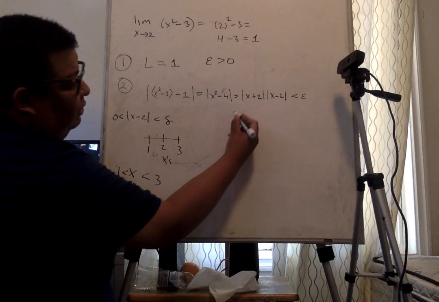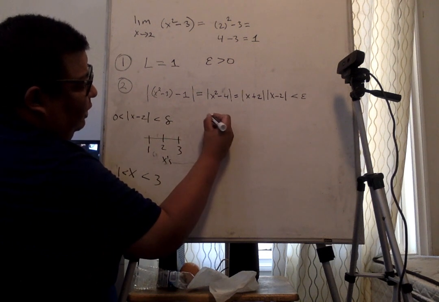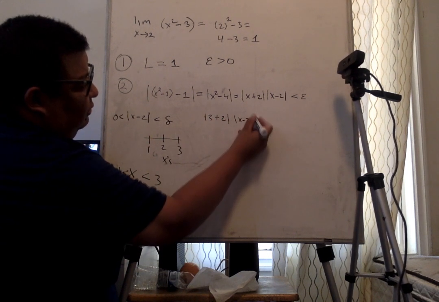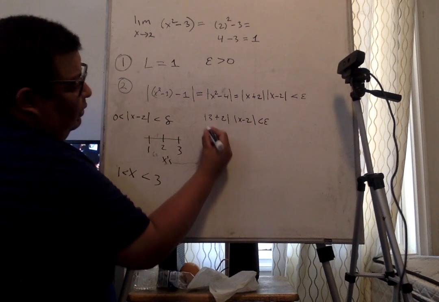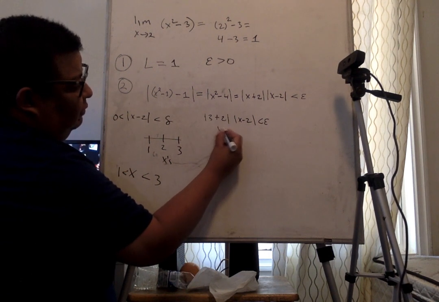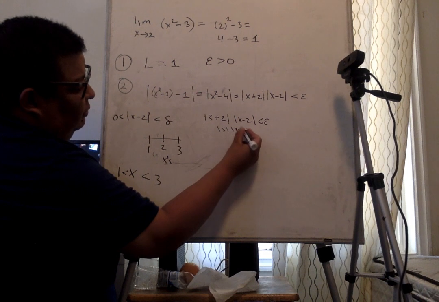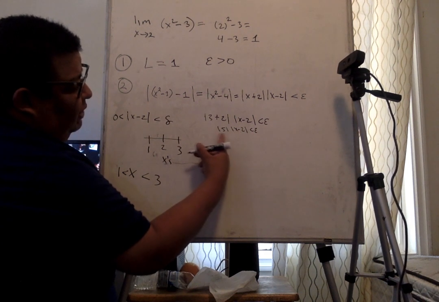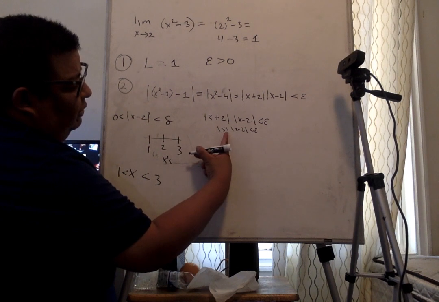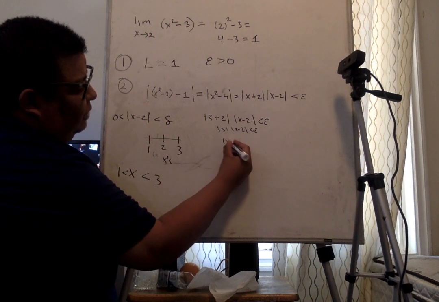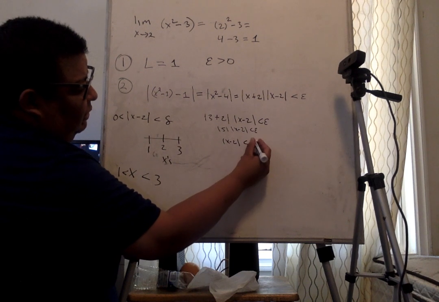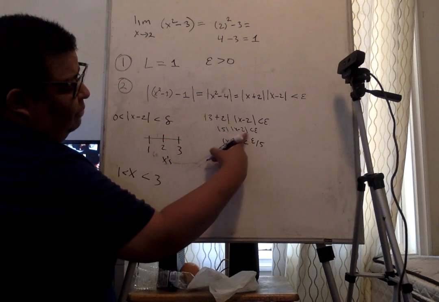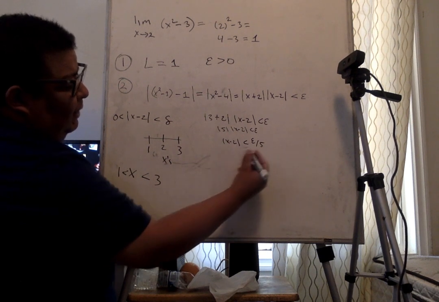So x is 3. To find delta, we have 3 plus 2 times absolute value of x minus 2 less than epsilon. And then 3 plus 2 is 5. So 5 times absolute value of x minus 2 less than epsilon. Okay, 5 is a positive number, so we can get rid of the absolute value. So all we're left with is absolute value of x minus 2 less than epsilon over 5, because we divide by 5 to leave x minus 2 on the left side. And this is our delta.